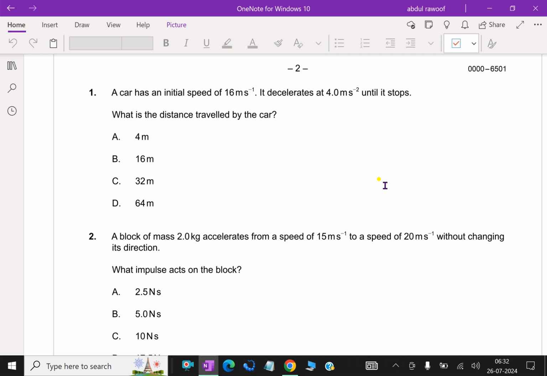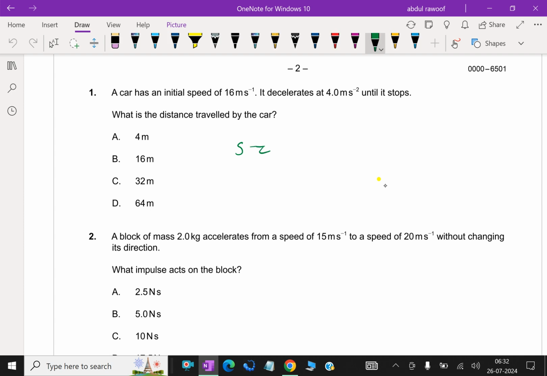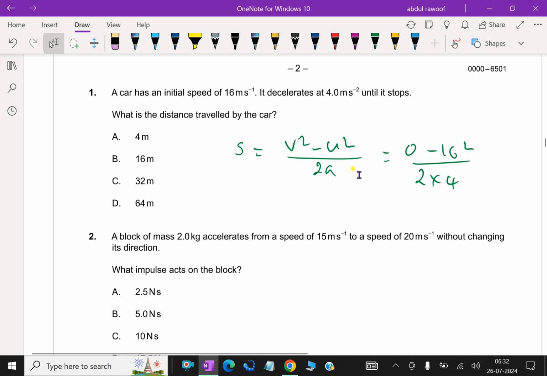Here, S equal distance is equal v square minus u square over 2a. Final is 0. Initial is 16 square over 2 into acceleration 4. So we have 32, 32 meter. So option C.